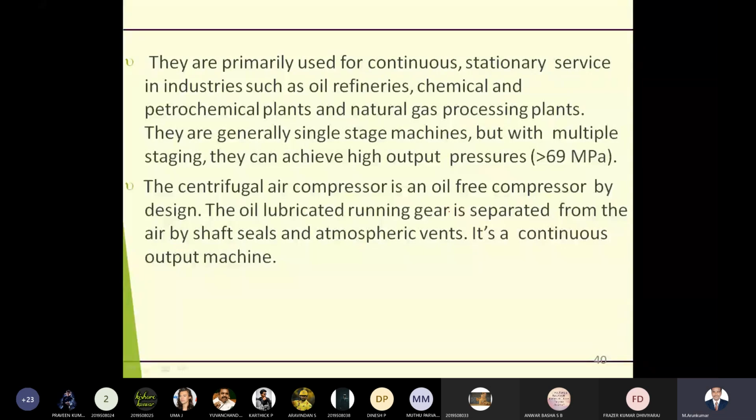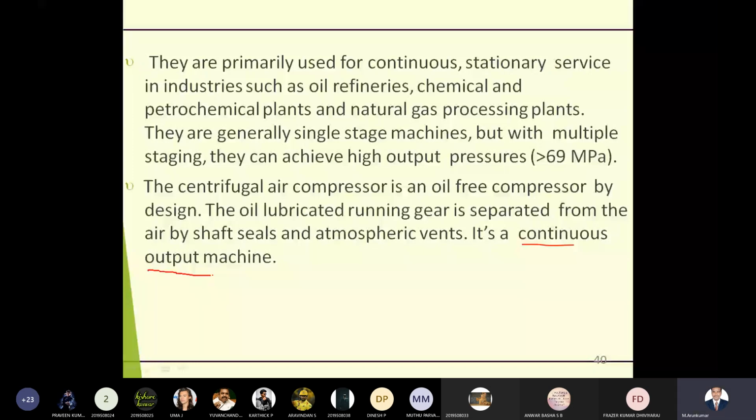They are generally single stage machines, but with multiple staging, they can achieve high output pressures of up to greater than 16 megapascal. Then this centrifugal air compressor is oil-free by design. The oil lubricated running gear is separated from the air by shaft seals and atmospheric vents. So we can say this centrifugal air compressor is oil-free, but actually we apply lubricant oil to cool, but there is a separator. And this is a continuous output machine. Right, so this centrifugal air compressor is a continuous output machine, like your water pump.